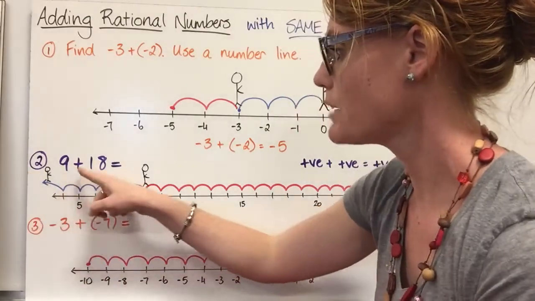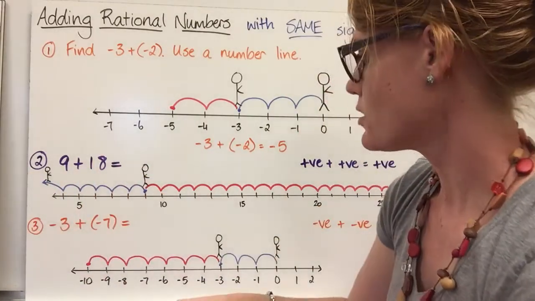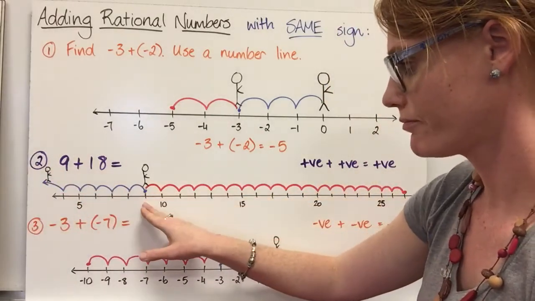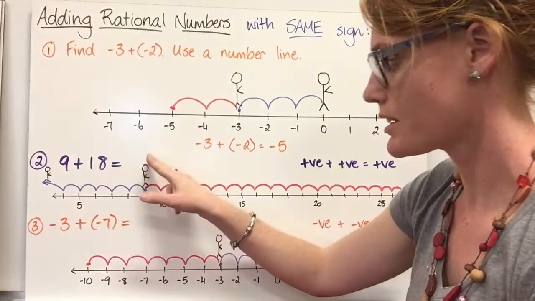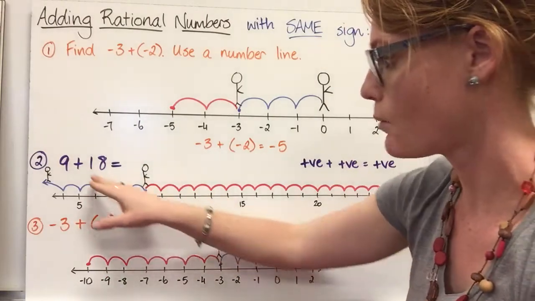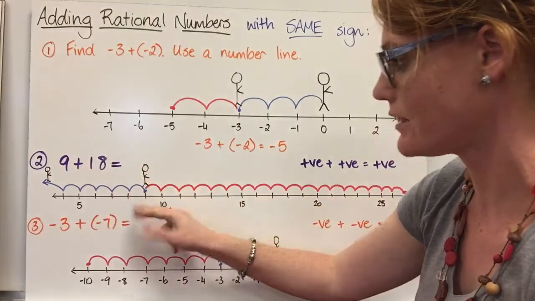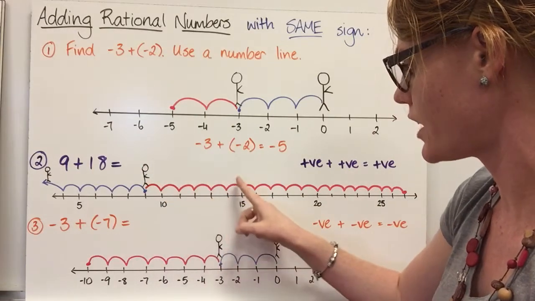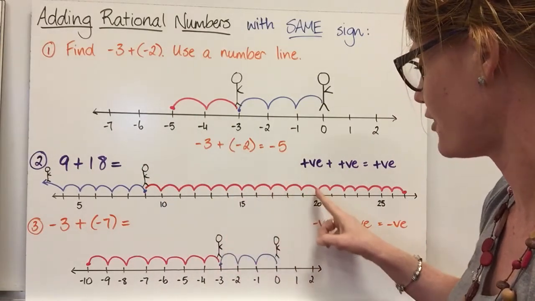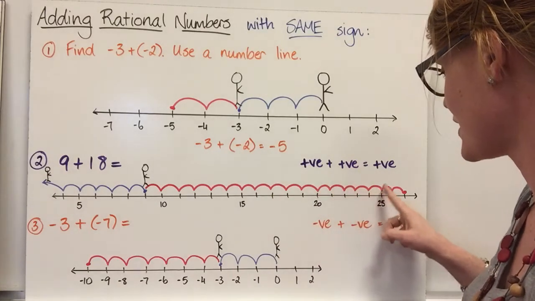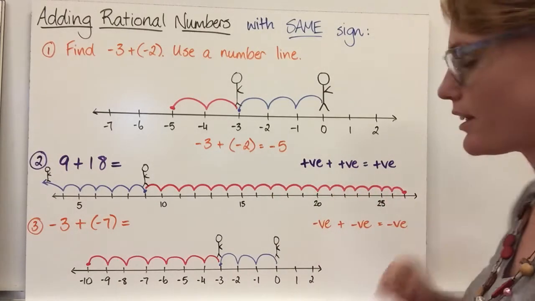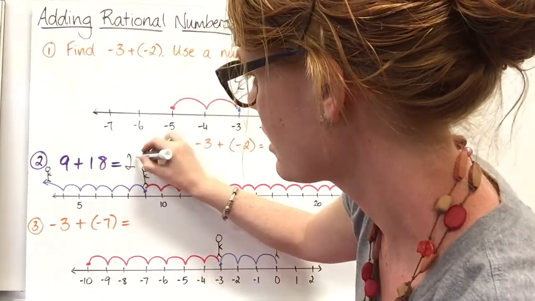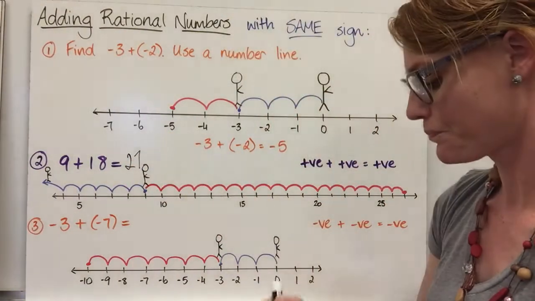Second one, 9 plus 18. So we've got our man, we're walking to 9. Then we're adding, so we're going to stay facing the same direction, and we're adding a positive 18. So we're going to move in the positive direction. 1, 2, 3, up to 18, and we land on 27. So 9 plus 18 is 27.